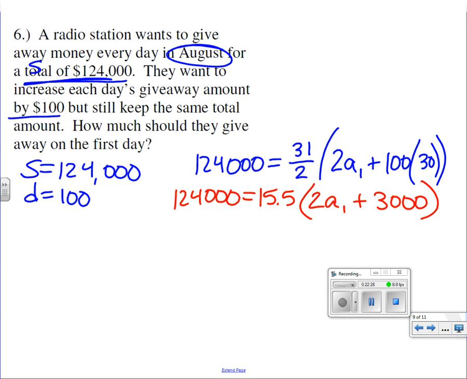Okay. Tanner, any idea what you could do next? Okay, so he distributed. That's one way to do it. Feel free to do it that way. What's another way to do it? Divide it. Somebody tell me what you get here. 8,000? Is it?